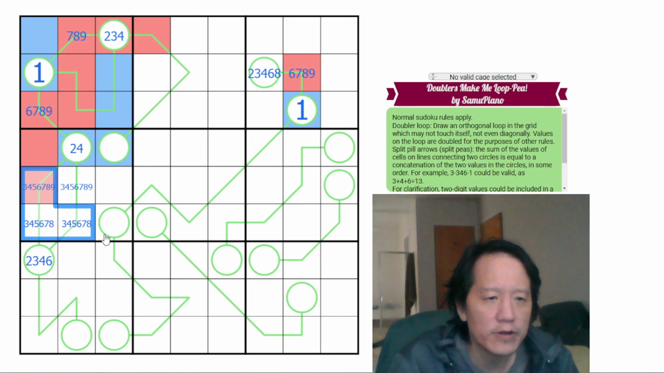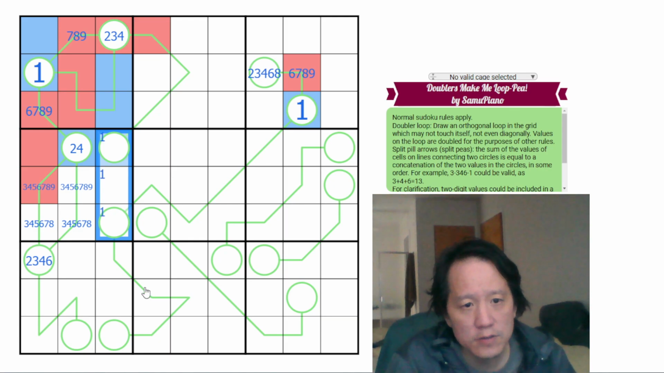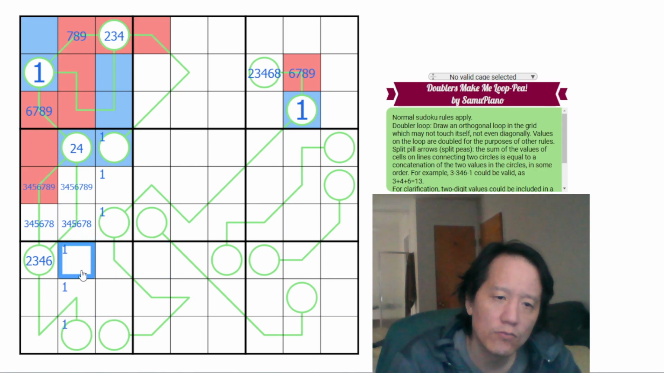So it could go that way in that instance. So we know the 1 cannot be here. So the 1 has to be one of these, which means the 1 is also one of these. Right? So it could go something like that to be doubled.